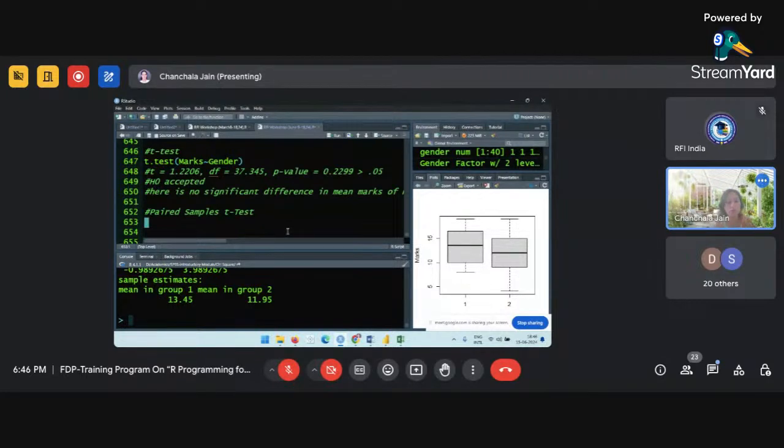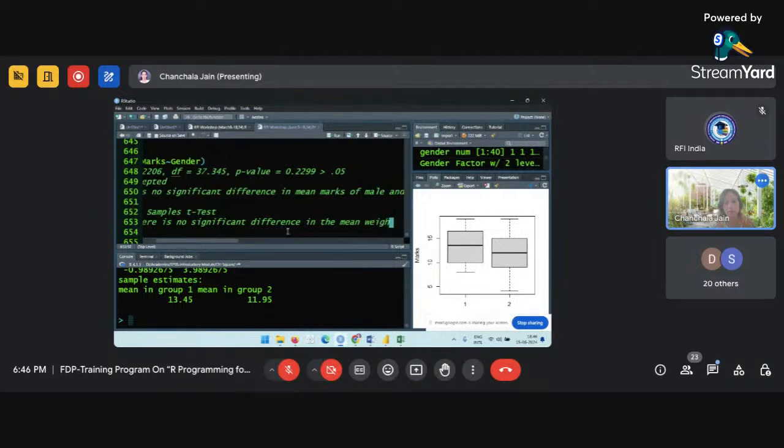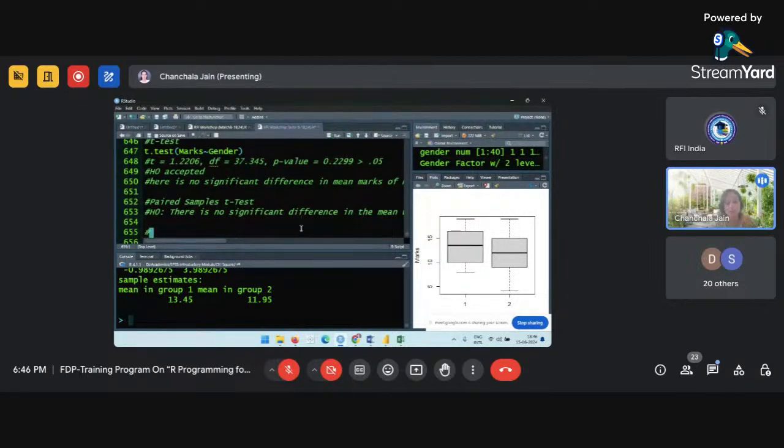So suppose I am making my hypothesis that there is no significant difference in the mean weight before and after the diet plan, right? So I am assuming that there is no significant difference in the mean weight before and after the diet plan. Now for testing this, you need to firstly know the assumptions of the t-test, that is, paired samples.